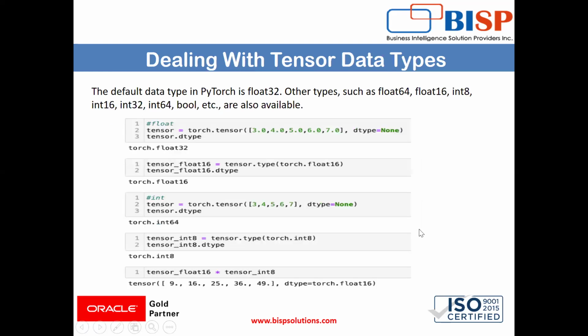Similarly, you can see here dealing with tensor data type. These are the data types: float 32, float 64, float 16. By default is float 32.